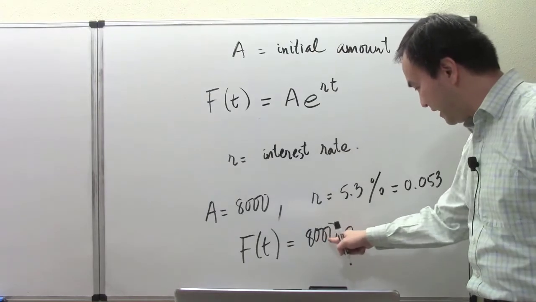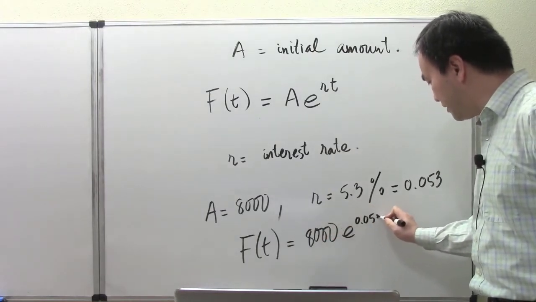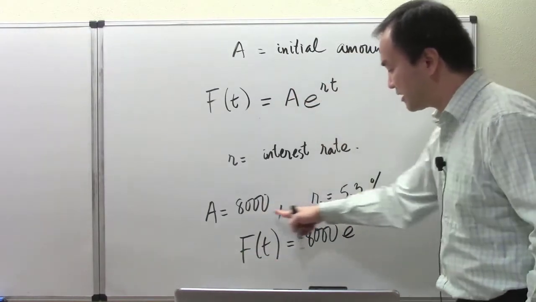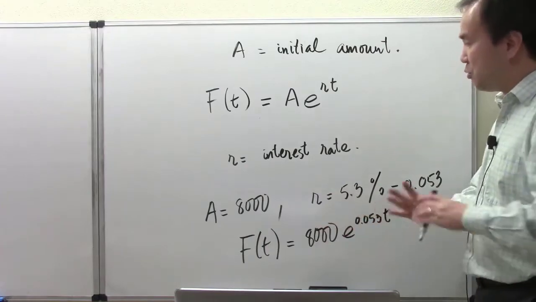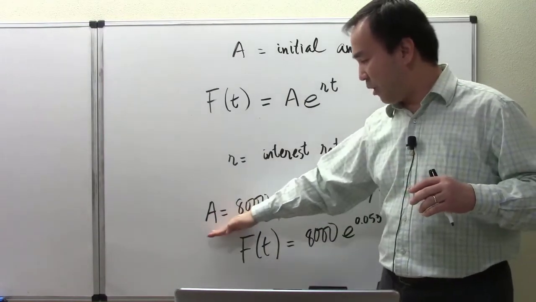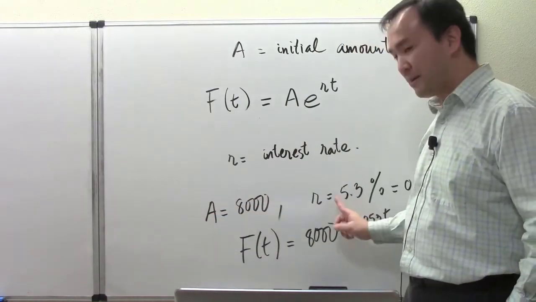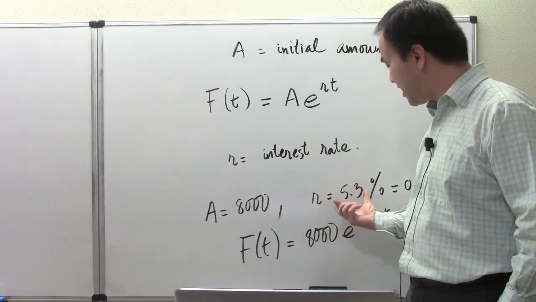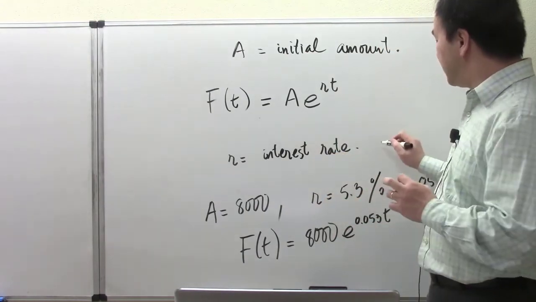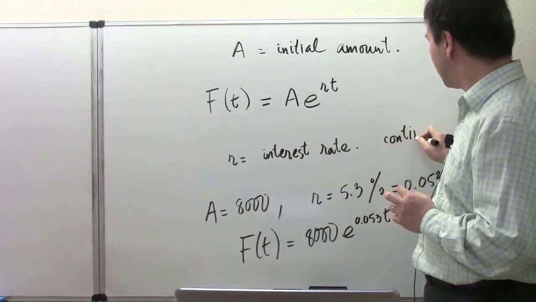So this is 8,000 e to the 0.053t. That's our formulated and concluded modeling function for whoever is doing the investment under this plan. And the plan I'm talking about is that he or she walked into a bank with $8,000, and the bank offered an interest rate of 5.3% annually, but at continuous interest. Okay, this is continuous.